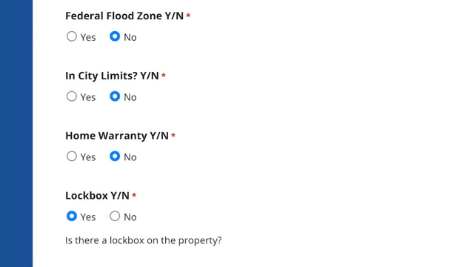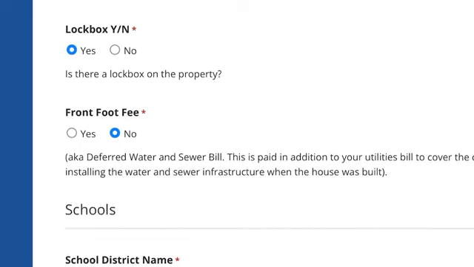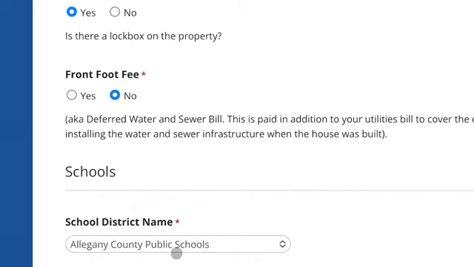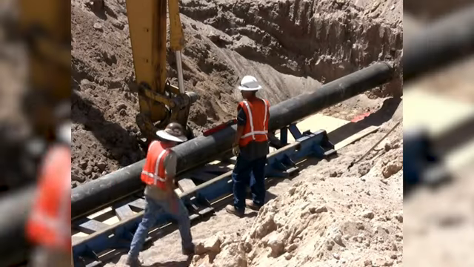The front foot fee on page 2 sometimes creates a bit of confusion. This is often referred to as a deferred water and sewer bill. You will know if you have this if you pay a separate bill, typically every 6 to 12 months. What is it? It's a payment to cover the cost of installing and running the water and sewer lines to the house when it was first built.